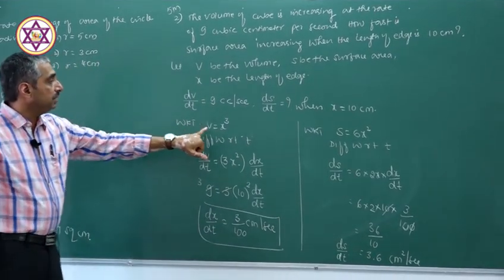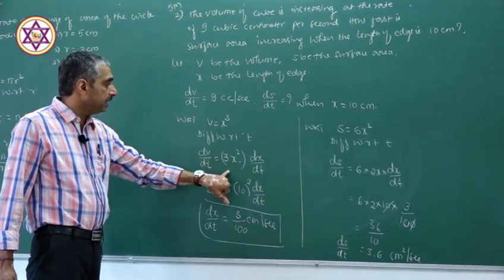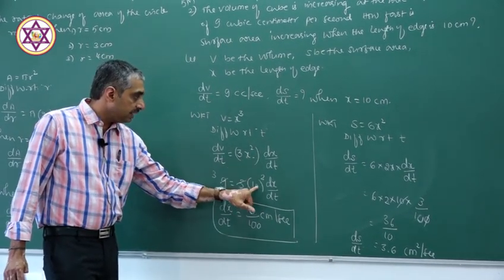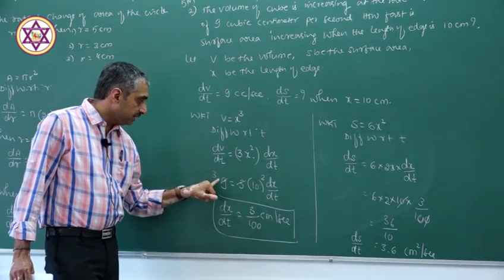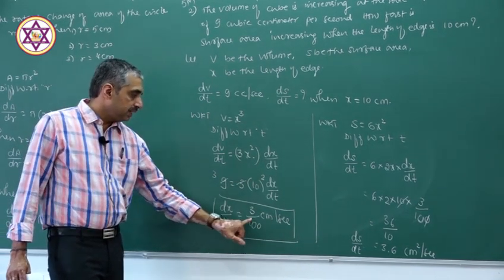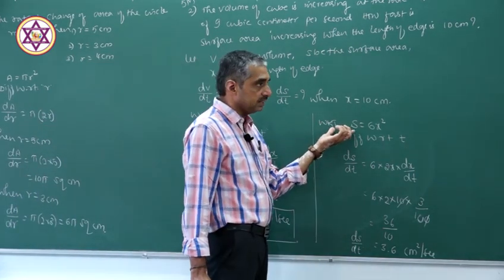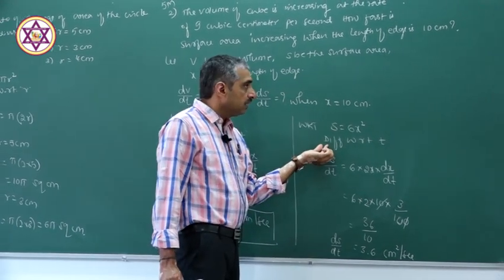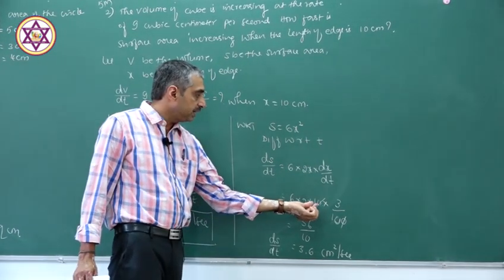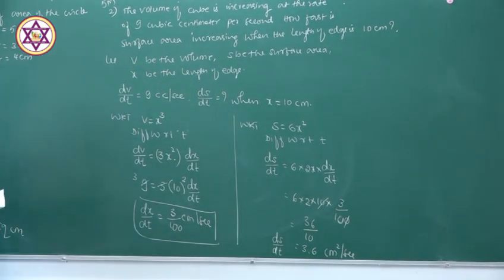We use the formula V is equal to x cube and differentiate with respect to time t. dV by dt is 3x square into dx by dt. dV by dt is given as 9, so 9 equals 3 into 10 square into dx by dt, and the 3s cancel. So dx by dt is 3 by 100 centimeter per second. Once you know this, next we go with the surface area, S is equal to 6x square. Differentiating, dS by dt is 6 into 2x into dx by dt, with x equal to 10. Substituting, we get the final answer 3.6 square centimeter per second.